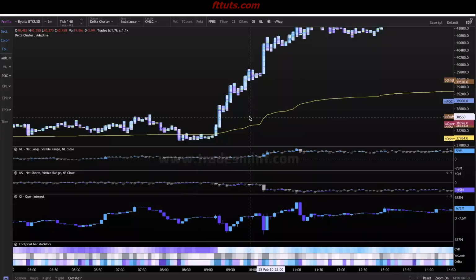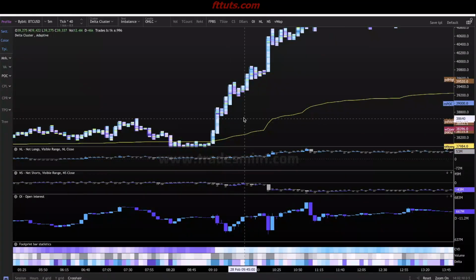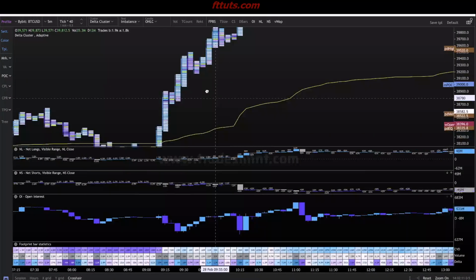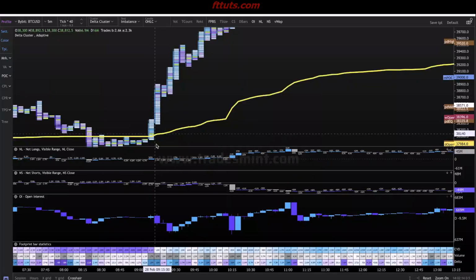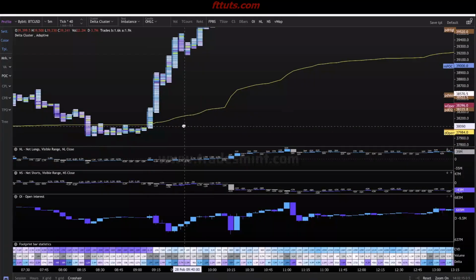Let's take a look at some of these candles here. At first, open interest is coming down, so we might think to ourselves, okay, this is a weak move. This is just a short squeeze.